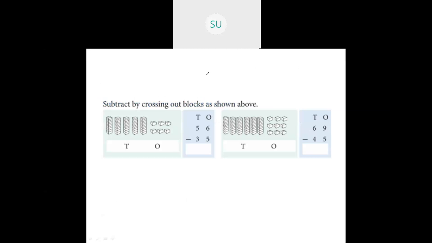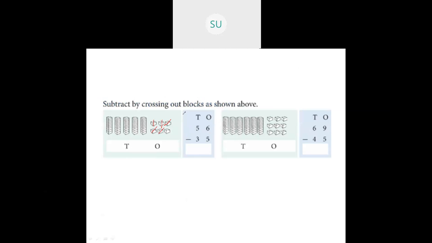Okay, so we have to do 56 minus 35. Here there are 56 blocks. Now you have to strike out 35 blocks from that. 35 means 3 tens and 5 ones. So first we'll strike out the 5 ones. 1, 2, 3, 4 and 5. Correct.